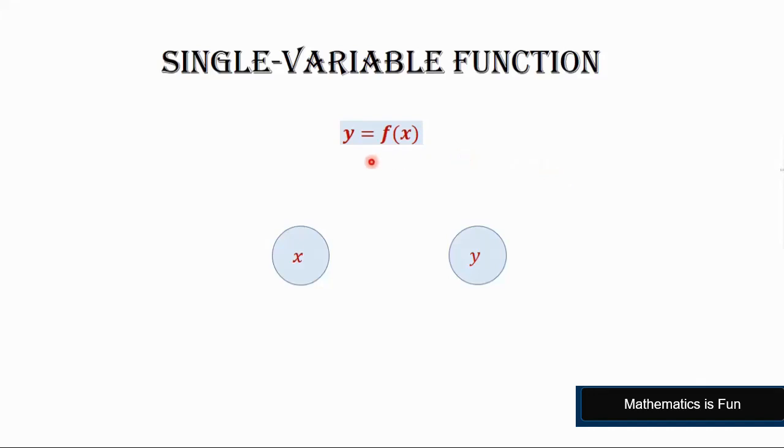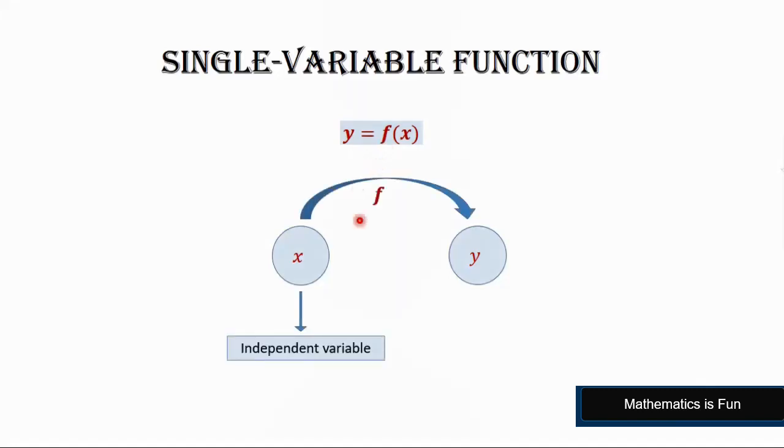You are quite familiar with this expression y is equal to f of x, where x is the input value and y is the output value, and f is the rule which basically leads us to the output. Now formally, x is the independent variable and y is the dependent variable, because y depends on the value of x. So here you can see we have a single independent variable and a single dependent variable. The function with a single independent variable is known as a single variable function.